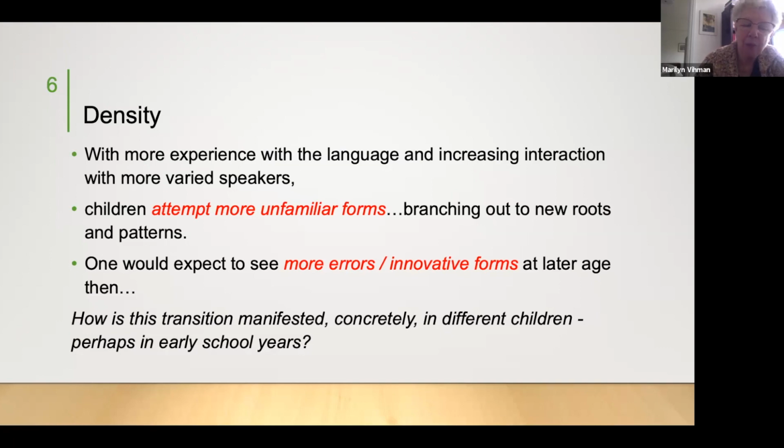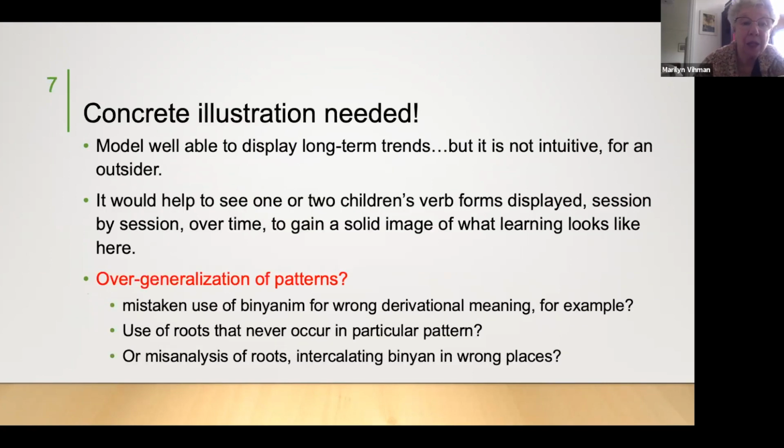And it looks as if that probably doesn't really happen in large numbers until perhaps the early school years. So what I would really like to see is a model of illustrations of exactly how that transition takes place. The model is very good at long-term trends, but it's not intuitive to somebody who doesn't know Hebrew. And so it would be really nice to see 1 or 2 children's verb forms, let's say from recording to recording over a period of time, to see where they start making errors and what kinds of errors they make.